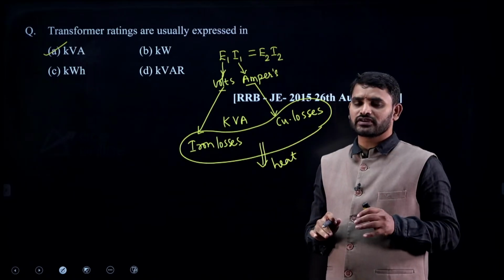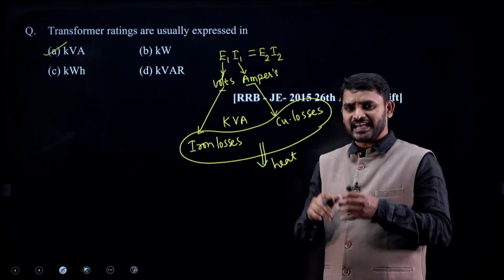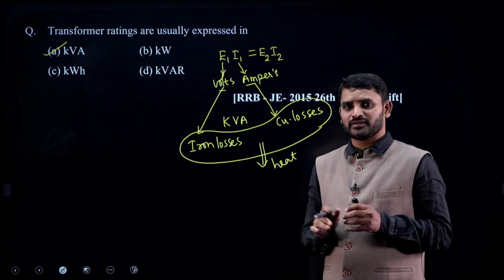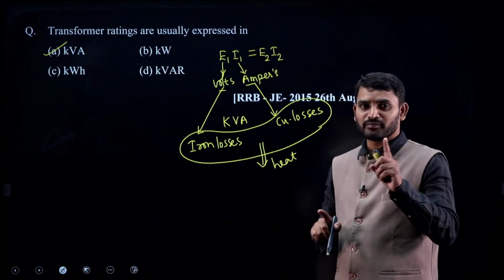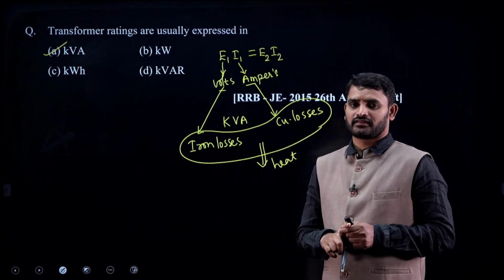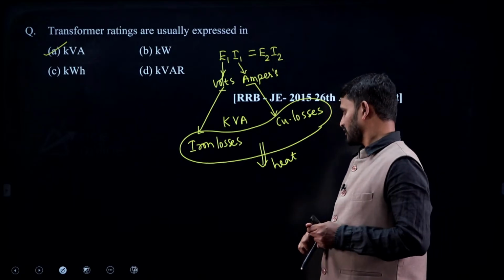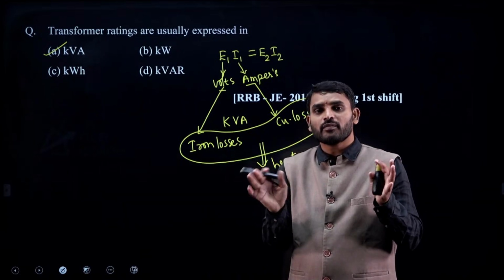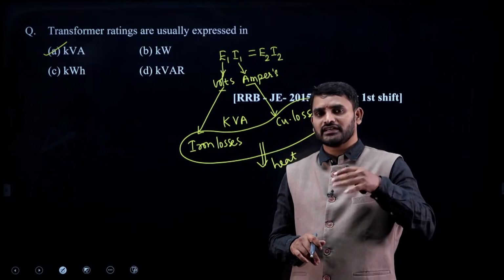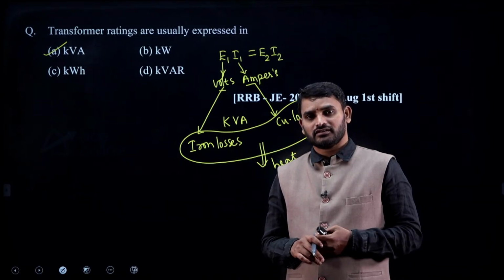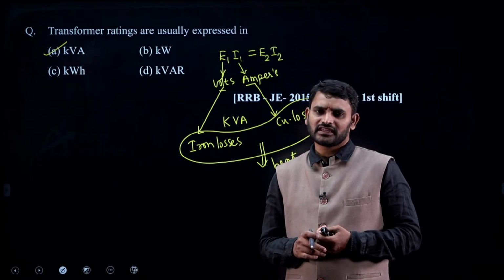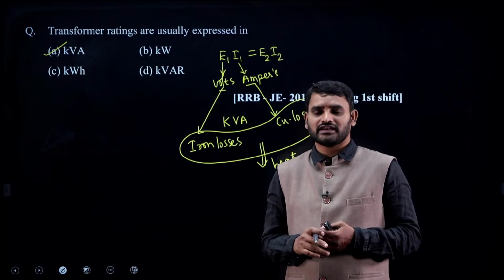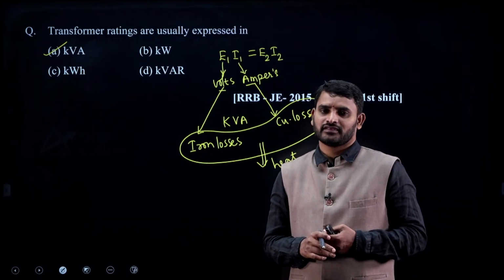These losses are going to create heat. For designing any electrical device or any electrical machine, temperature is a main constraint. Remember this point, because if a lot of heat is developed, it cannot operate smoothly. It cannot perform its work smoothly. Temperature is a main constraint for any mechanical or electromechanical device.